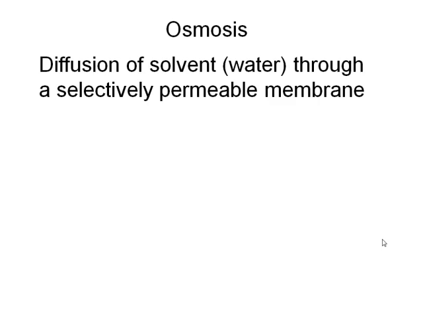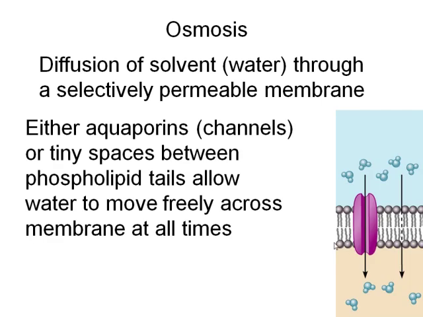The third form of diffusion is osmosis. And osmosis is the diffusion of water. Water is our solvent for all of the things, all of our nutrient soup that we have. So water is our solvent in living things.